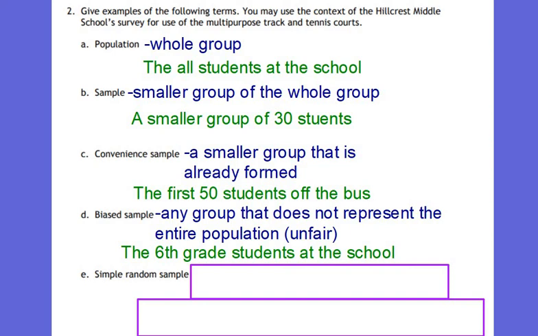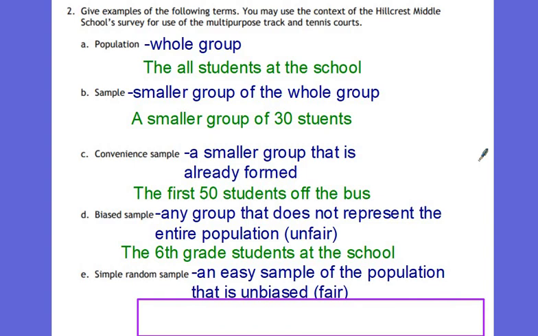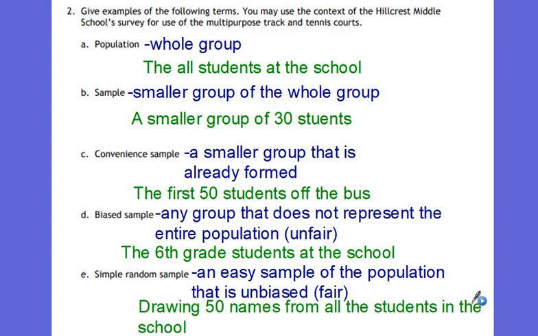Then, lastly, we have simple random sample. Well, if it's simple, it's going to be easy for me. Random means I need a taste of all the people that need an opinion, and sample is just asking them. So we could word that as an easy sample of the population that is unbiased or fair. An example of this could be I could put everybody's name in a bowl and draw 50 students. Every once in a while, they'll get on the announcements and hand out gift cards for PBIS stuff. They'll print all the kids' names that did not have write-ups, put it in a jar, and they draw the names. So that is a simple random sample.